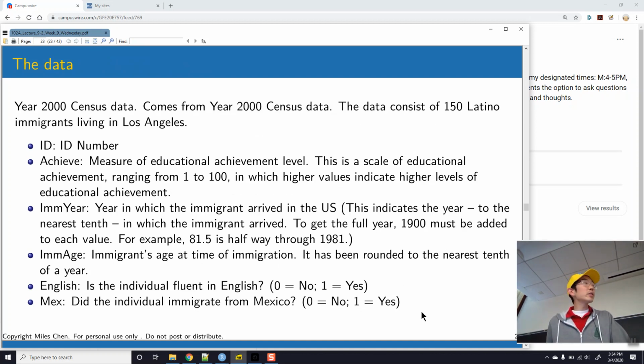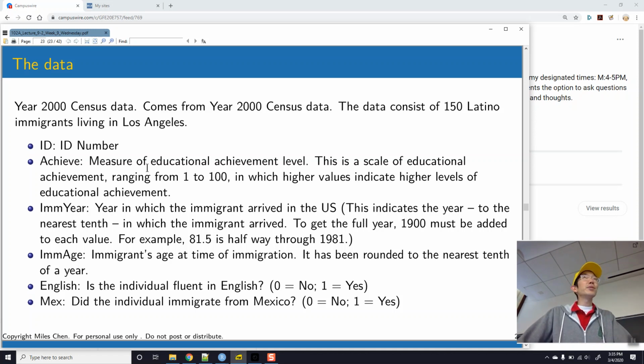If you take a look at the CSV file, there are different columns. And the columns of interest to us will be the Achieve score, and this is the measure of educational achievement level. And this is some number between 1 and 100, where higher values indicate higher levels of educational achievement. Unfortunately, they did not provide more detail than this.